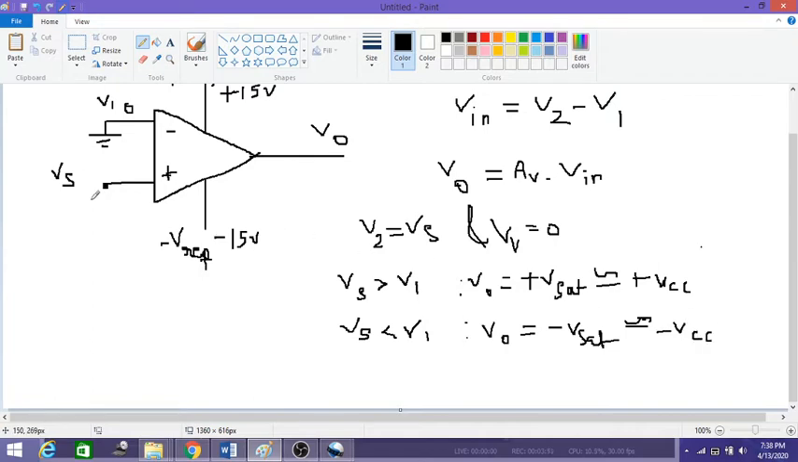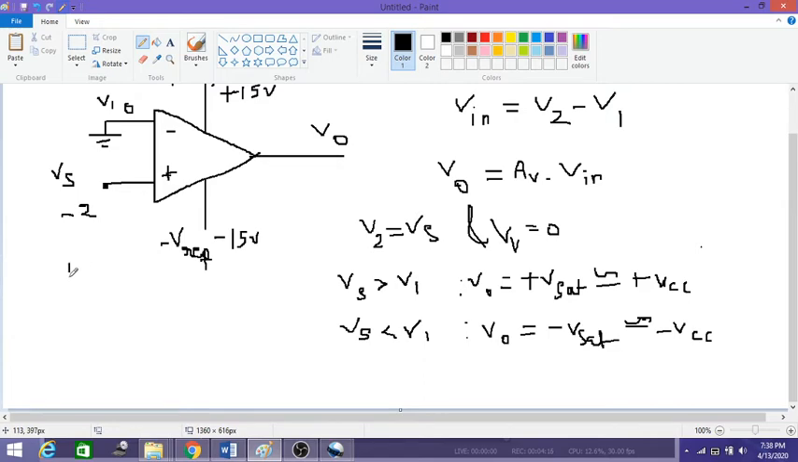Now for example, in this case, if we apply 2 volts, definitely 2 volts is greater than 0, then we will get an output voltage of plus 15 volts. And if you apply minus 2 volts, that means it is less than 0, so I'll get minus 15 volts. If you draw an output waveform here, it need not always be a constant DC voltage, we can also apply a sinusoidal voltage.